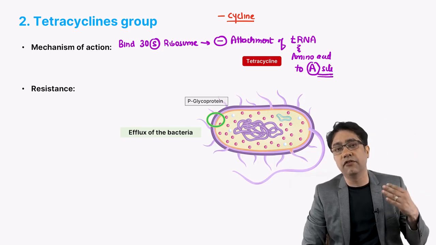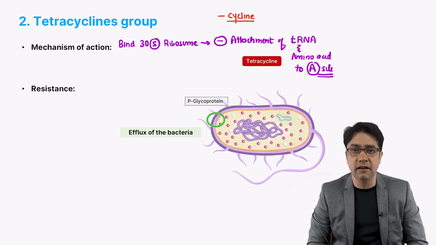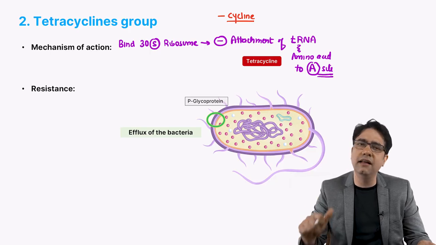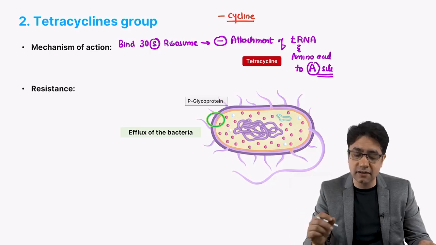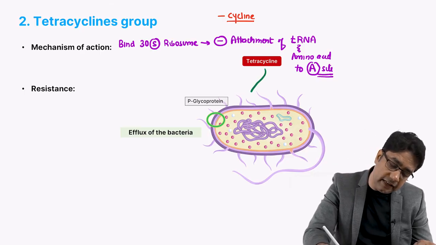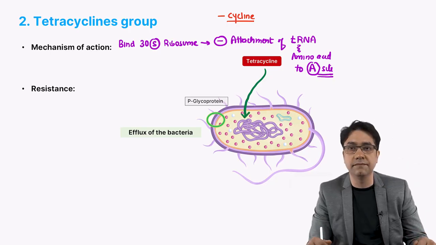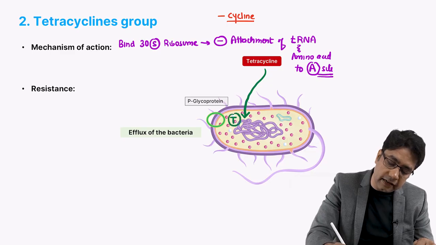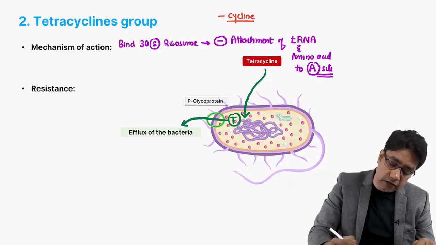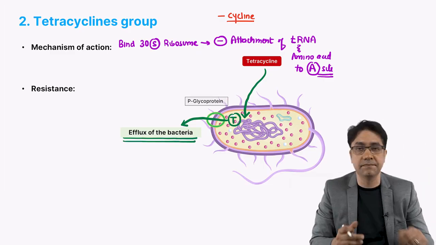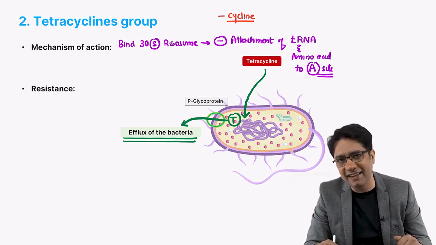Now what is the cause of resistance to tetracycline? It's again a very old drug, so many bacteria are becoming resistant. The cause of resistance is very unique. When this tetracycline enters into this bacteria, a pump holds this tetracycline and again throws it back. So the cause of resistance of tetracycline is efflux out of a bacteria.